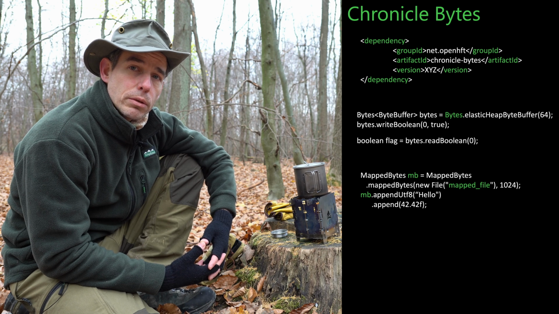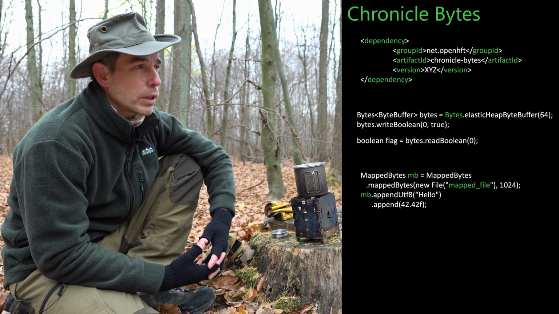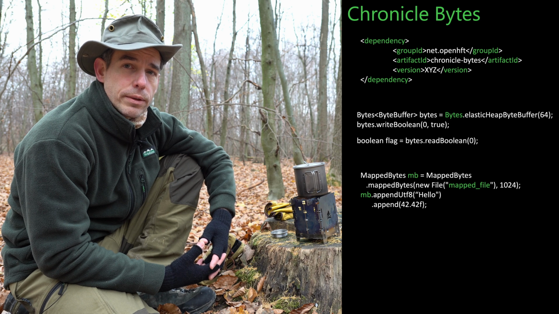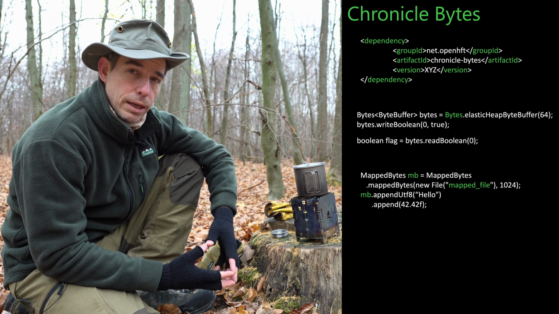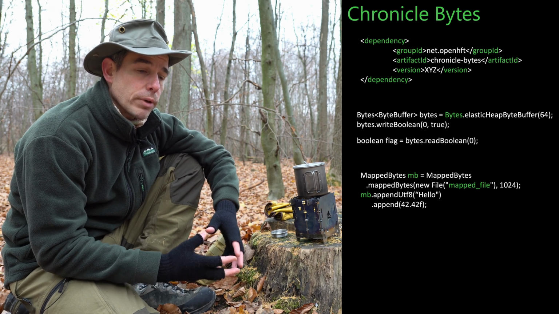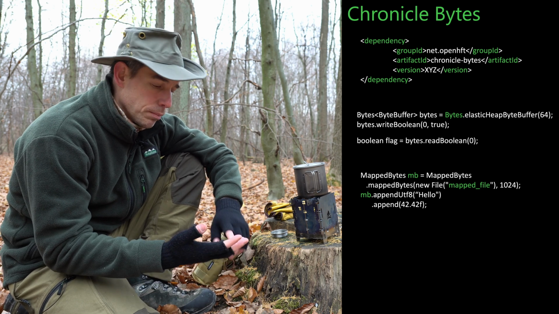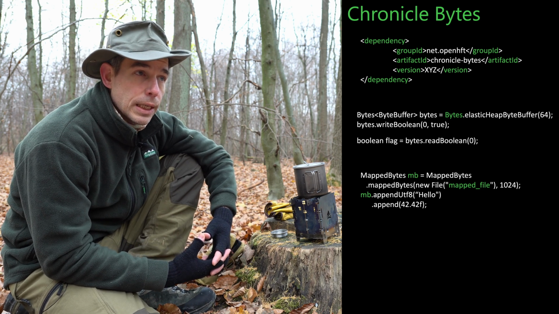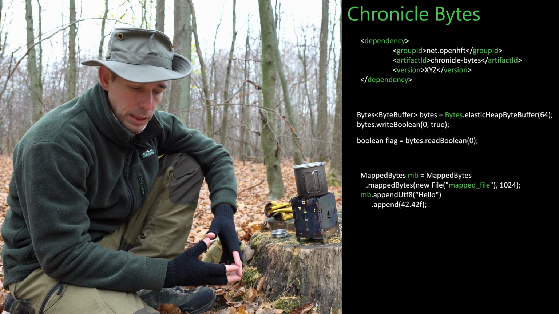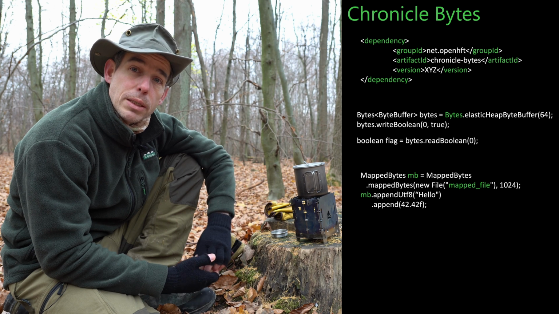I'm talking here about Chronicle Bytes. You will find it on the GitHub account. It's open source as well. So it's an organization, it's OpenHFT, and the project is chronicle-bytes. So with Chronicle Bytes, what you have is the possibility to write very compact data down. So it means you're writing bytes, ints, chars, whatever. And here, the first thing is adding this dependency, net.openhft, and the artifact ID is chronicle-bytes.